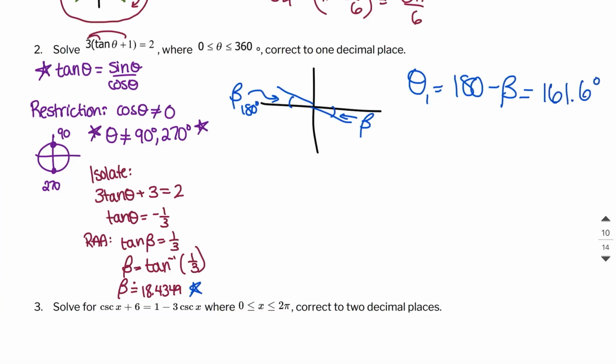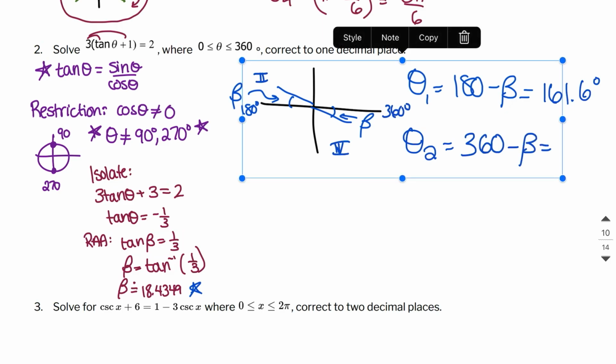So there's our first answer. Our second answer lives in quadrant 4, and this is 360 degrees. So it's beta shy of 360 degrees.